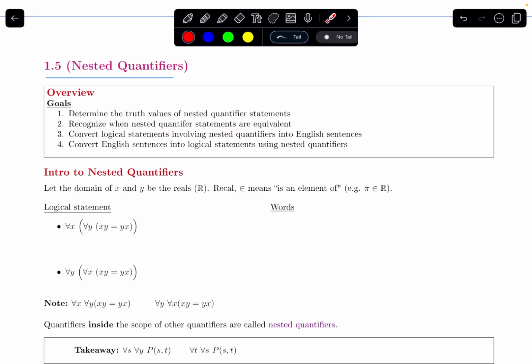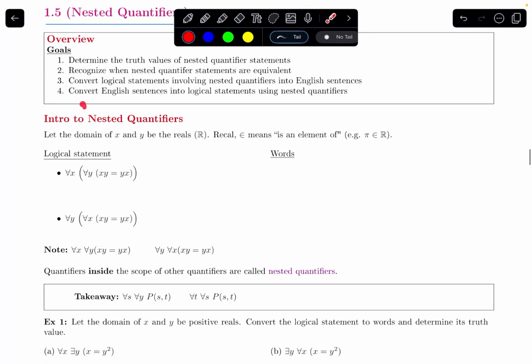and then we'll do a bunch of practice where we have to either convert logical statements involving these nested quantifiers into English sentences, or the other way around, convert English sentences into logical statements involving nested quantifiers. Okay, so in this video, I want to focus on giving an introduction to these nested quantifiers. So I want to consider the following example.